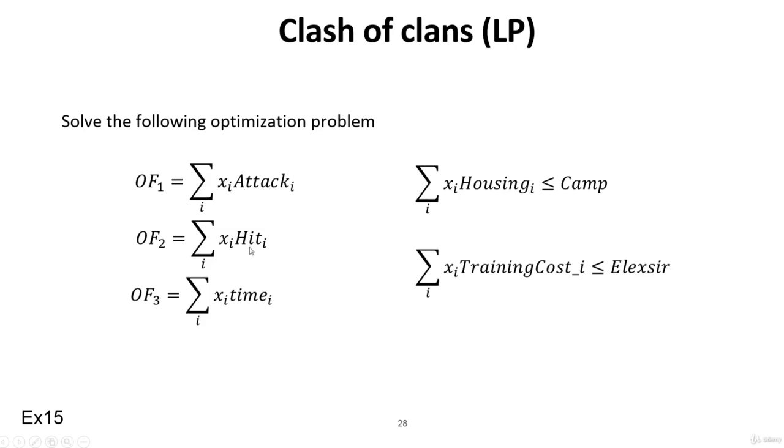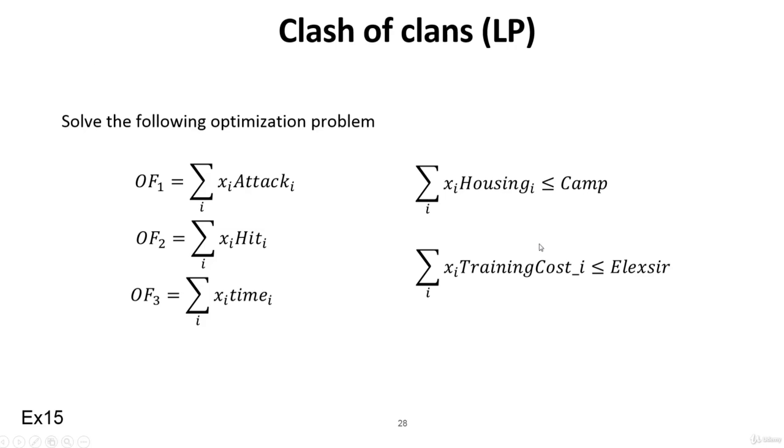So the attack capabilities of each troop is stored in a parameter called attack, or hit, or time of training, and xi is telling GAMS how many of each troop you are going to choose. Obviously you have to choose integer variables to model that properly, and also the housing of the camps is limited. So the summation of xi multiplied by housing should be less than the camp capacity, and also based on the availability of your Elixir, your training costs should be limited.